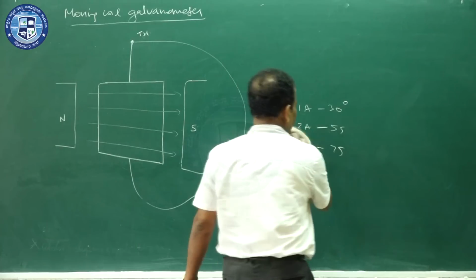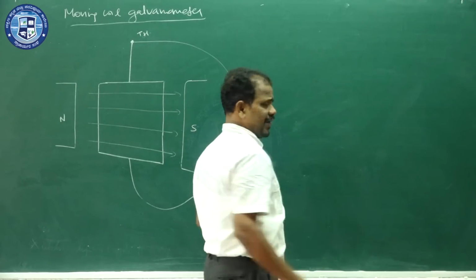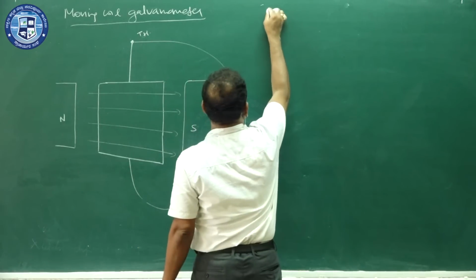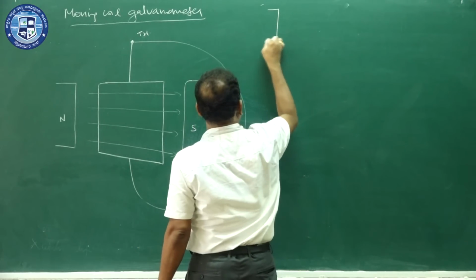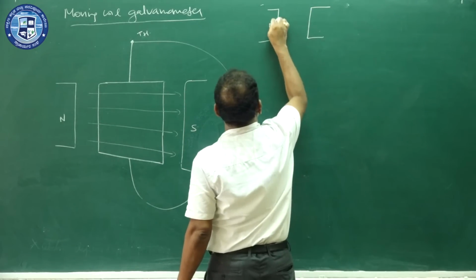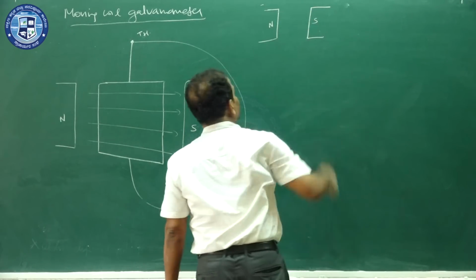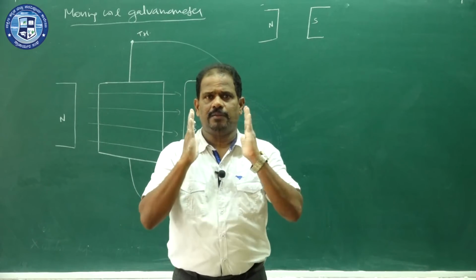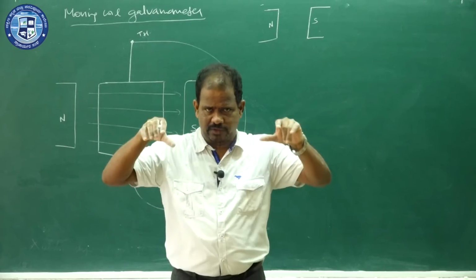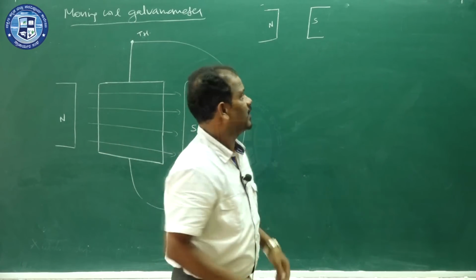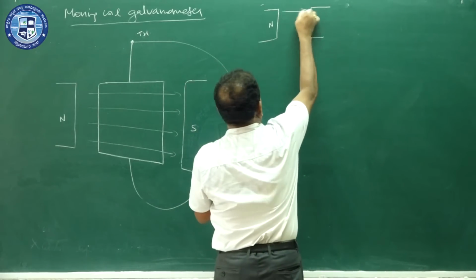To make that, what is the alternative? I can just show here, if the two pole pieces are plane, this is north and this is south. If the north and south pole pieces have plane sides, these are the magnetic field lines.